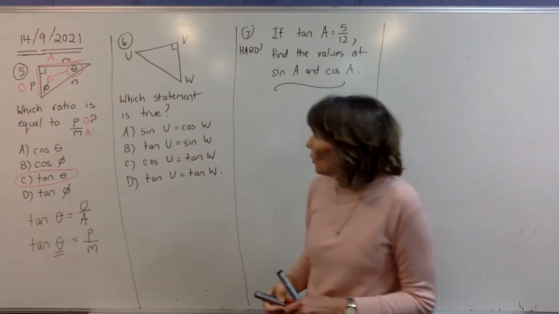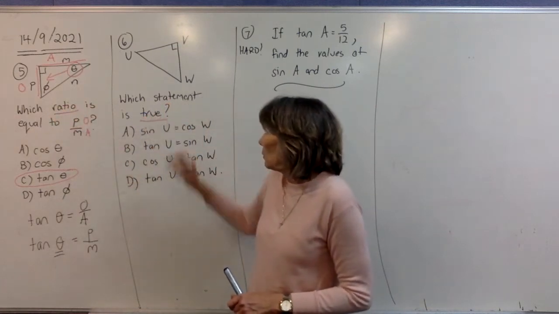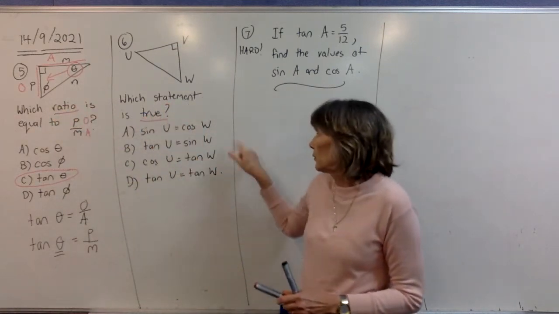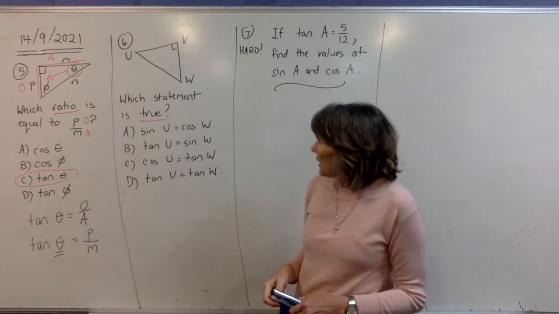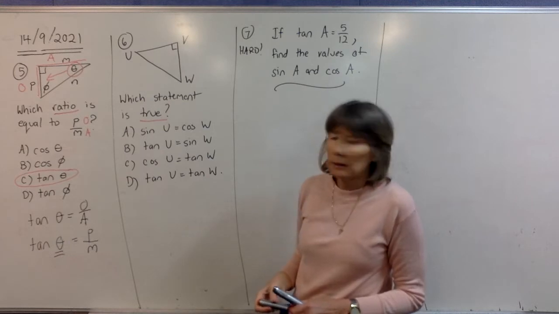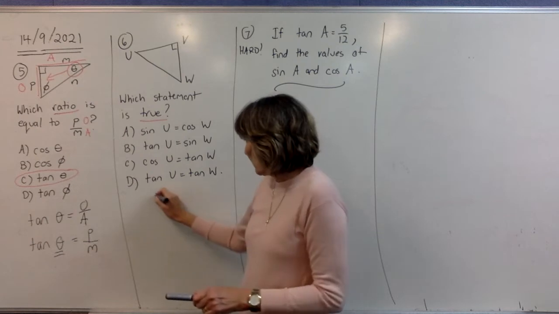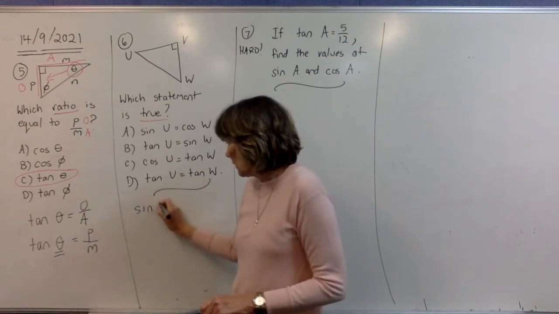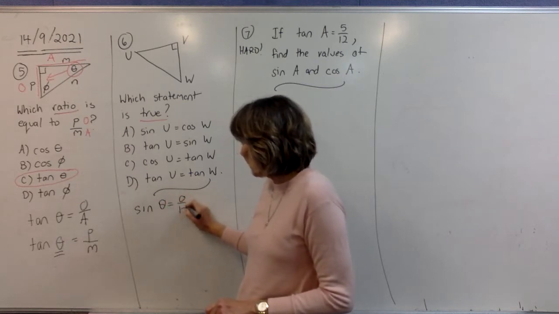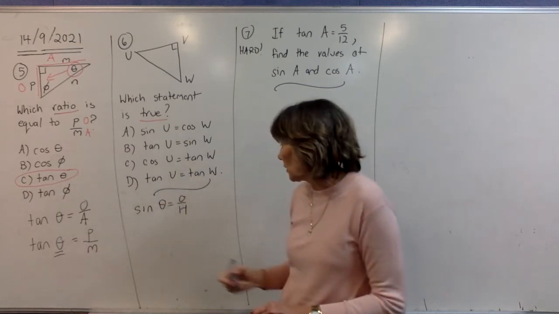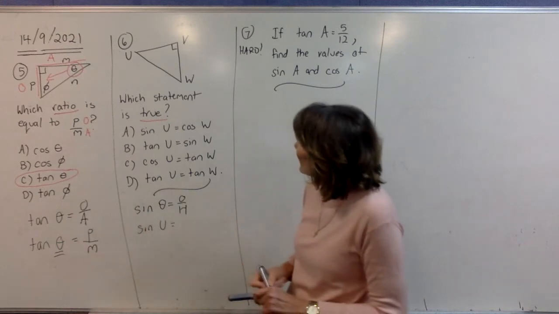Alright, looking at the next one. That one was asking about which ratio, this one's asking which statement is true out of all of these. The first one says sine u, so let's just do them down the bottom here. We'll write sine theta first. Sine theta is opposite over hypotenuse. So sine u, let's see what that is.